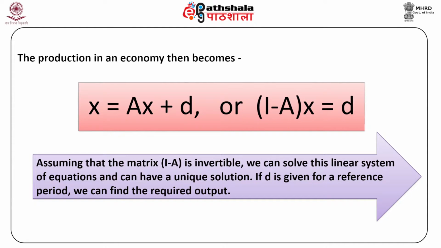Assuming that the matrix I minus A is invertible, we can solve this linear system of equations and can have a unique solution. If D is given for a reference period, we can find the required output. Following the Hawkins-Simon condition, the principal minors of the matrix I minus A are all positive values and X should have a non-negative value.